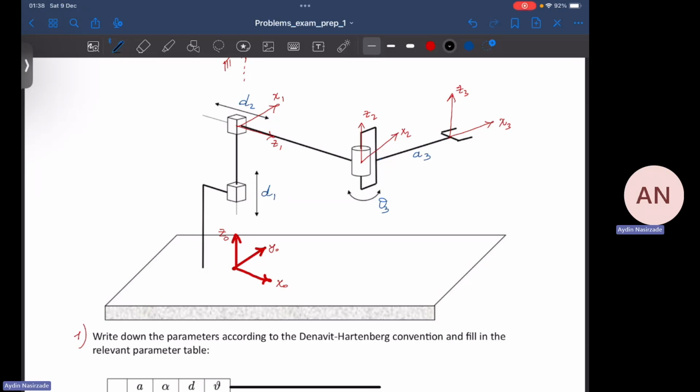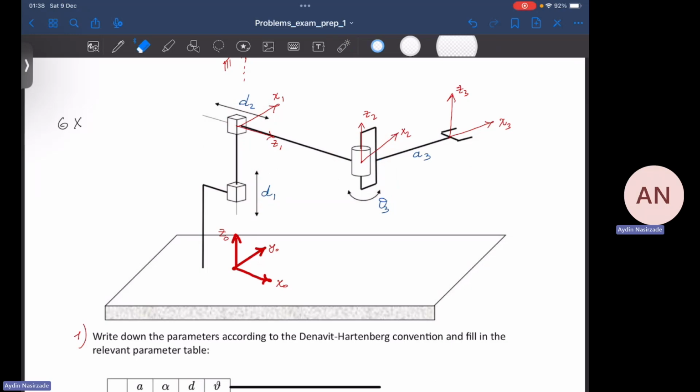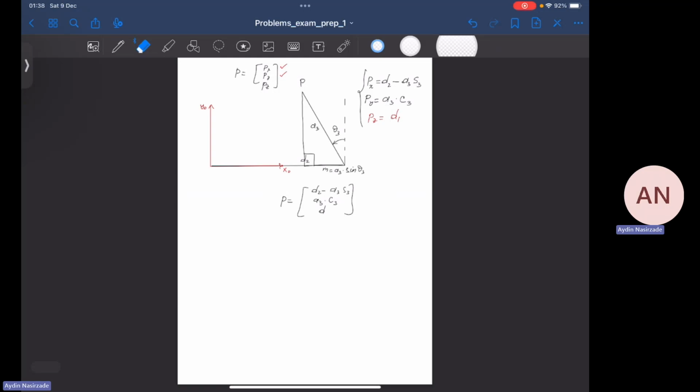We know that the Jacobian matrix is a 6 by n matrix, where n shows the degrees of freedom of the manipulator. In our case, we have a 3 degree of freedom manipulator because we have 3 joints: prismatic joints and a revolute joint. So our Jacobian matrix is going to be a 6 by 3 matrix. Now let's try to synthesize the Jacobian matrix for this particular manipulator.